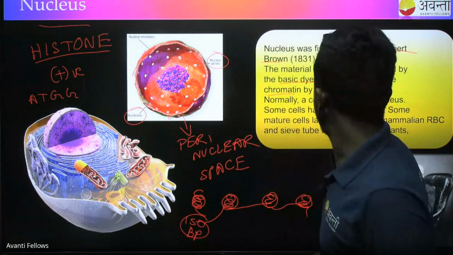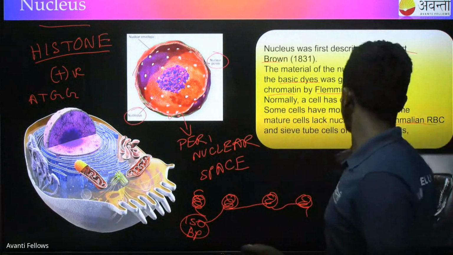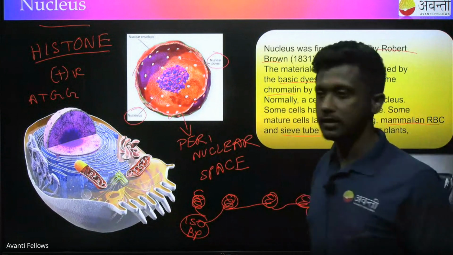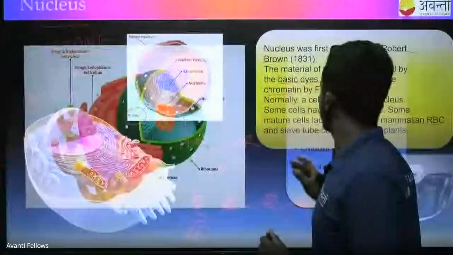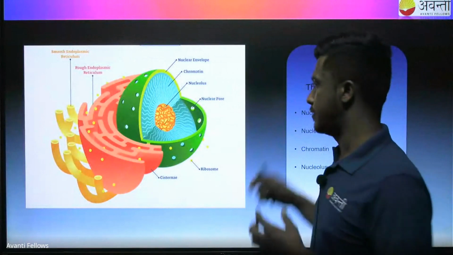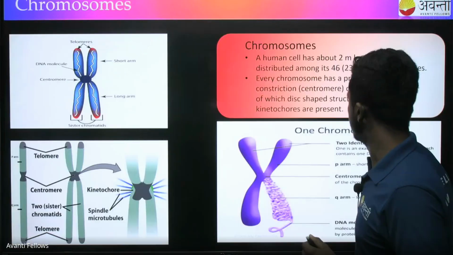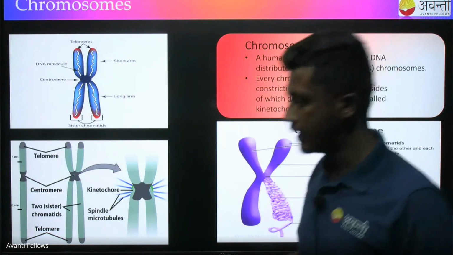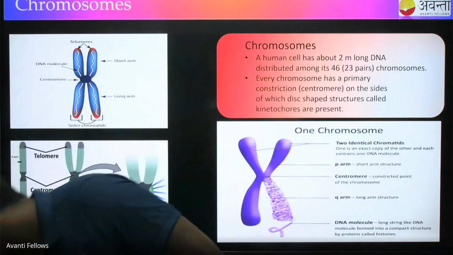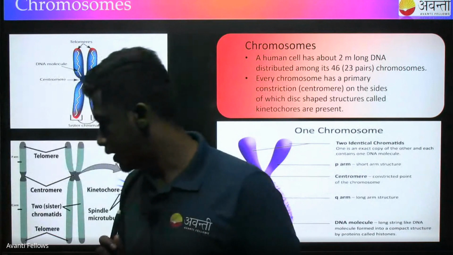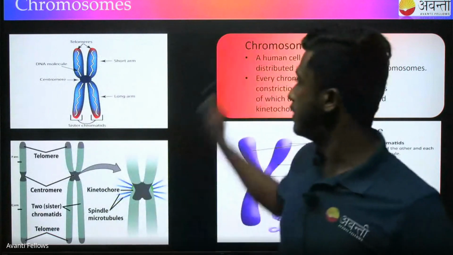Okay. So for example, mammalian RBC and sieve tubes don't have a nucleus, as I've mentioned. And some cells have many nuclei, some cells have no nucleus or one nucleus. Right? So this we discussed.